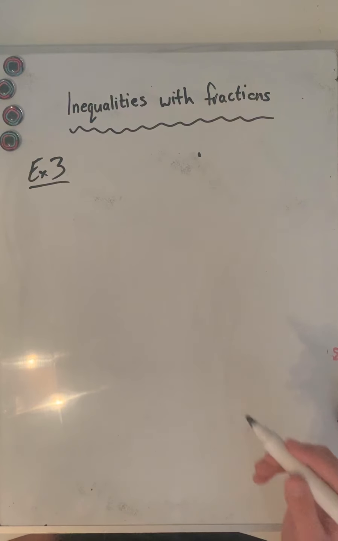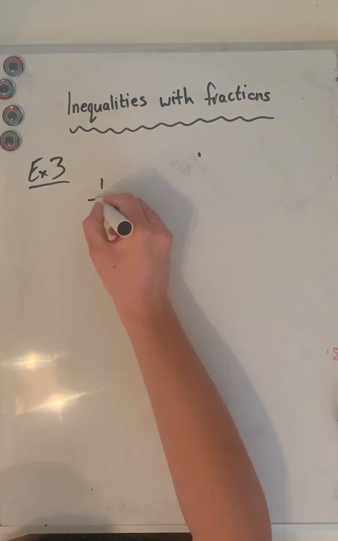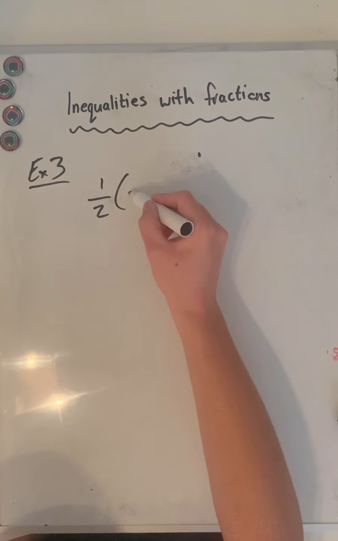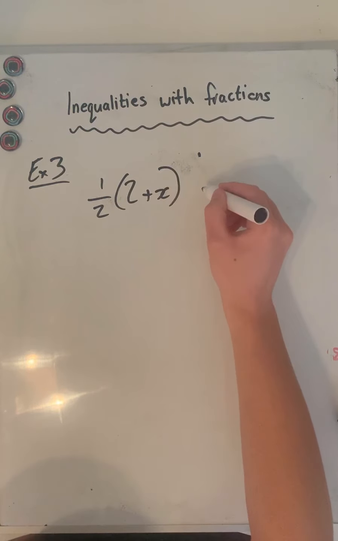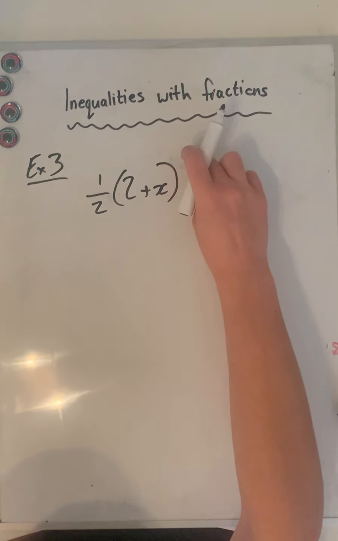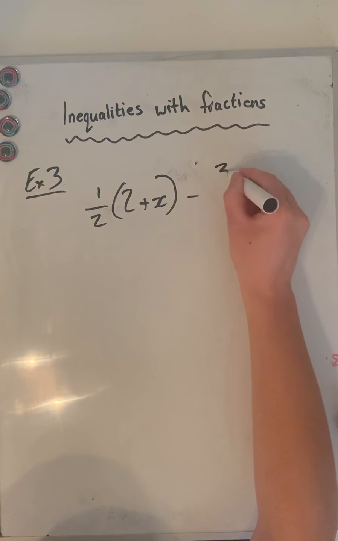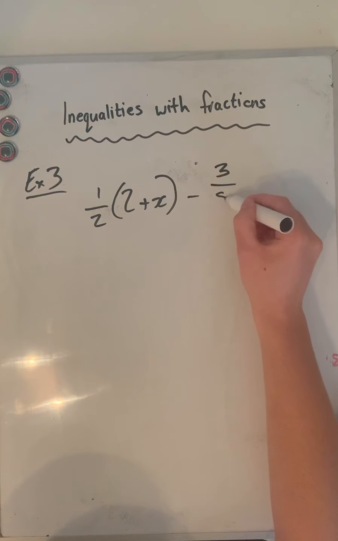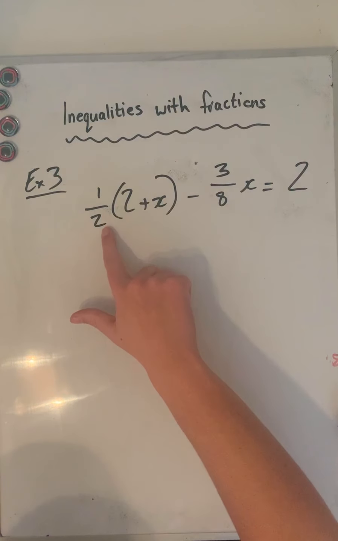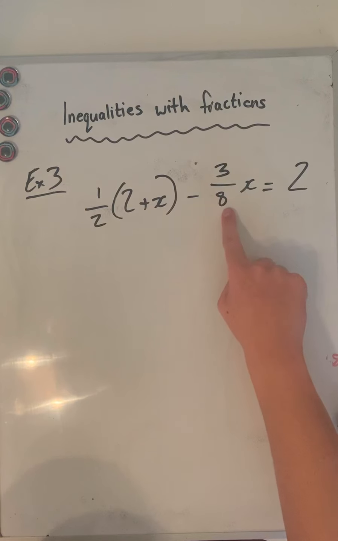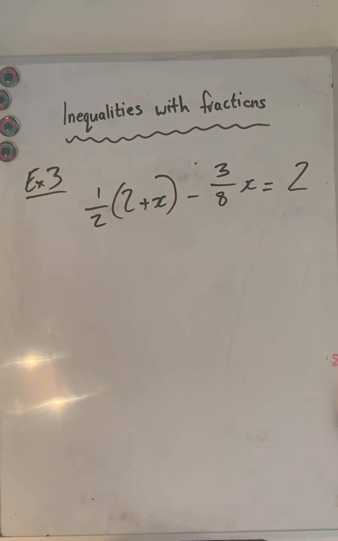Right, example 3 we'll look at is a half, brackets 2 plus x, minus, we'll go for 3/8 x is equal to 2. Okay, random one there. Right, but you should notice here with this one, we've got 2 different fractions, don't we? This one's got a denominator of 8, this one's got a denominator of 2.